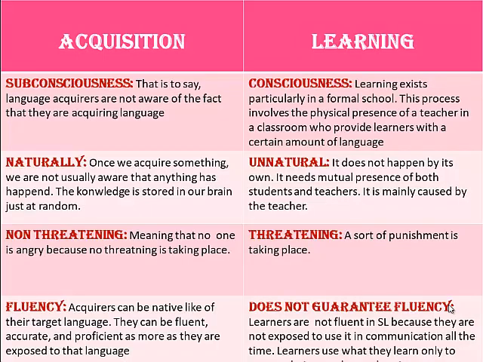So we have 4 characteristics or 4 properties to understand what's the difference between acquisition and learning. The first characteristic of acquisition is subconsciousness. That is to say, language acquirers are not aware of the fact that they are acquiring language. As Moroccan students, we have 2 native languages, Arabic and Amazigh language. So if you are Arabic or Amazigh, so you are acquiring. So it's not you are learning, but you are acquiring.